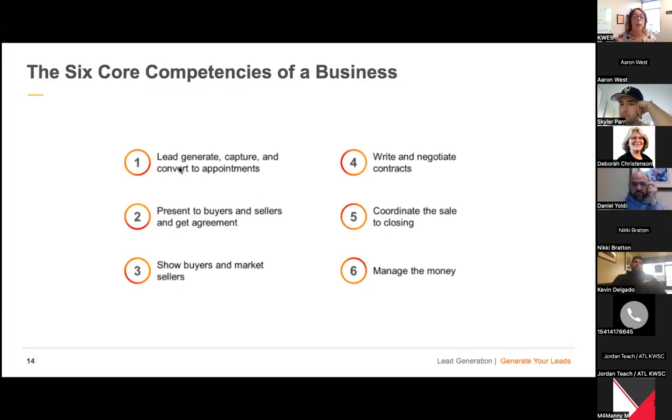So we are going to learn how to lead generate, capture, and convert to appointments, present to buyers and sellers and get agreement, show buyers and market sellers, write and negotiate contracts, coordinate the sale to closing, and then manage the money. That is the cycle of real estate and the 6 core competencies of running a business. So lead generation is your number one job. It fuels the business, helping you reach the goals you've set for yourself. The more leads you have, the more business you're going to have, the more success you're going to have.